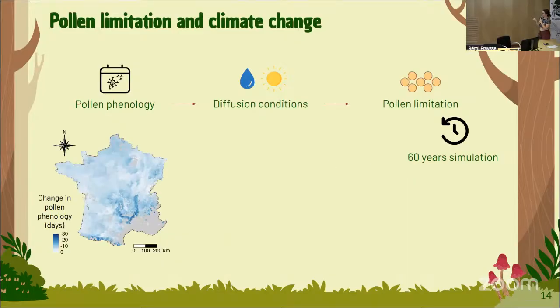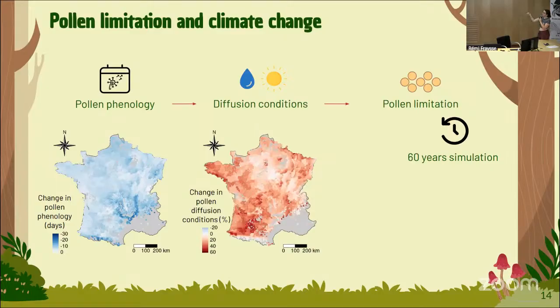So when I look at the result, we can see that we predict that pollen phenology has shifted since 1960, becoming earlier and earlier, which is what we expected, and that it became earlier for all of France. Despite pollen phenology becoming earlier, we had an increase in the pollen diffusion conditions, with weather conditions becoming more and more favorable for pollen diffusion. So pollen phenology did not advance enough to maintain stable diffusion conditions.